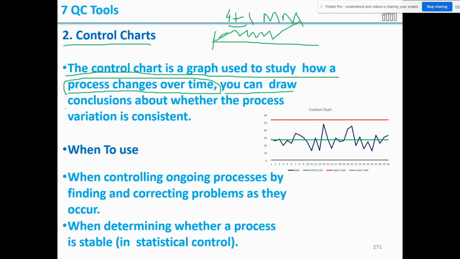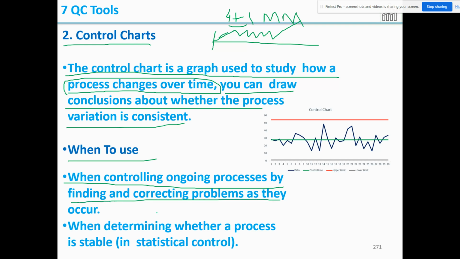You can draw conclusions about whether the process variation is consistent. So based on that, we can say whether the process is consistent or not by using the control charts. So when to use? When controlling ongoing processes by finding and correcting problems as they occur. So we are going to use it for ongoing process. Say example has been the turning dimension. We say it is 4. The middle value is 4. Then it is 5. Then it is 3.